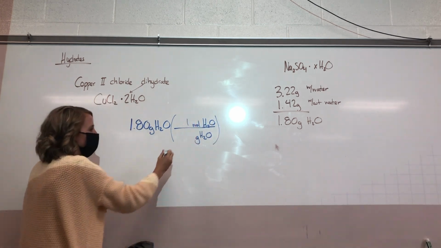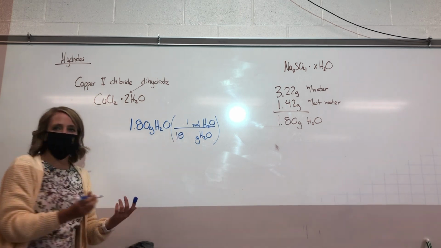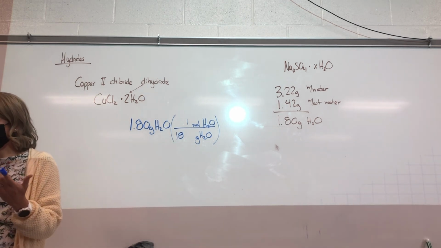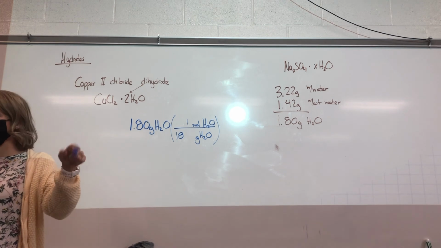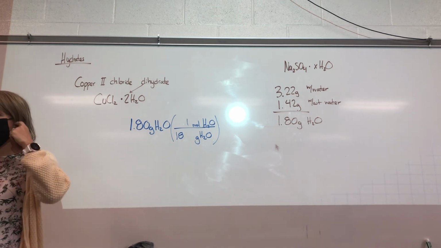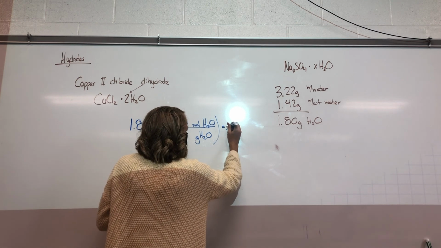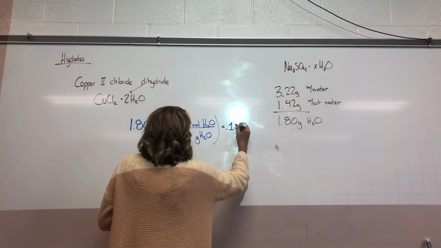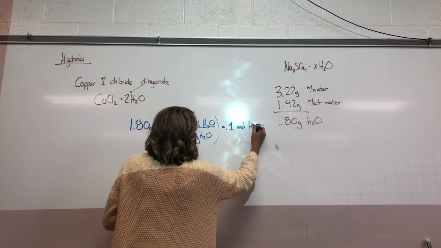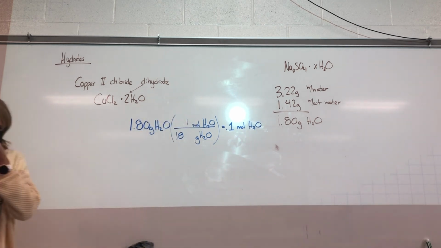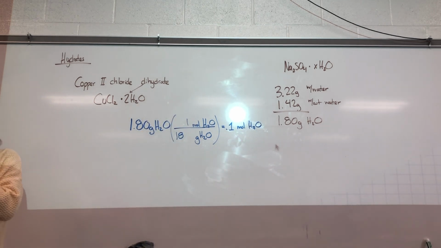For every 1 mole of water, it has a molar mass. The problem tells me 18, by the way. If a problem gives you a rounded number, you can use the rounded number. I like round numbers. So we get 0.1 moles of H2O. Questions so far? Okay.